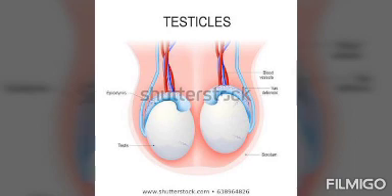Sertoli cells are elongated and pyramidal and provide nourishment to the sperms till maturation. So what is the function of Sertoli cells? They provide nourishment to the sperms till maturation. So the sperms are nourished by the Sertoli cells or nurse cells.